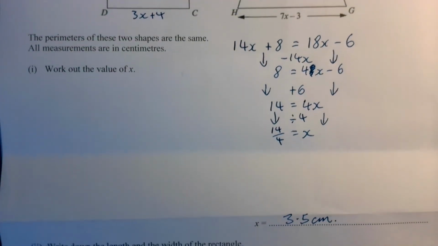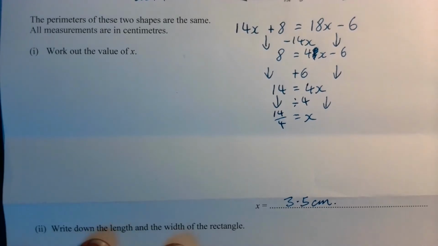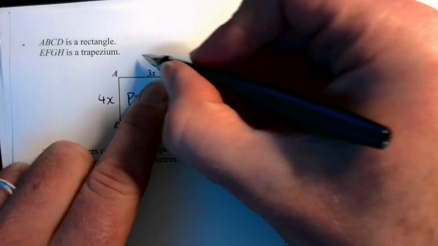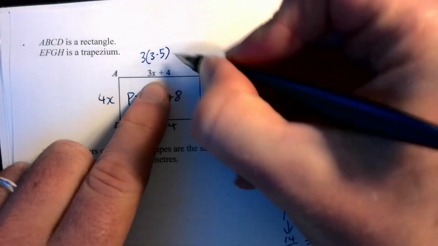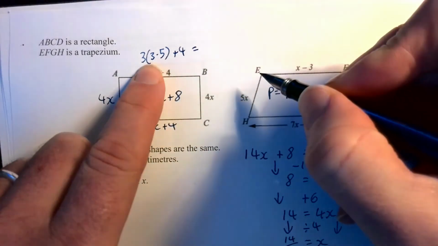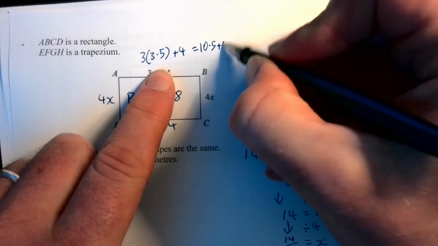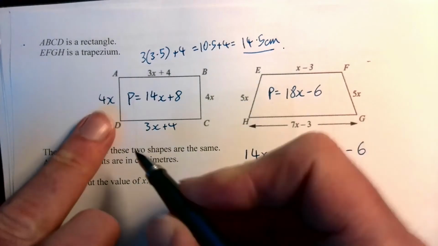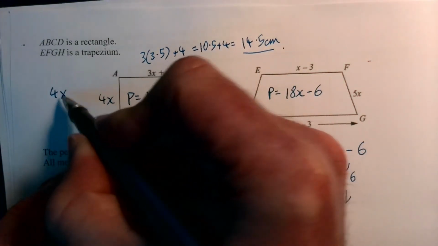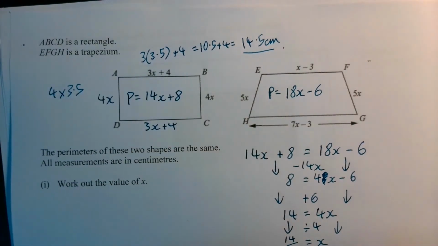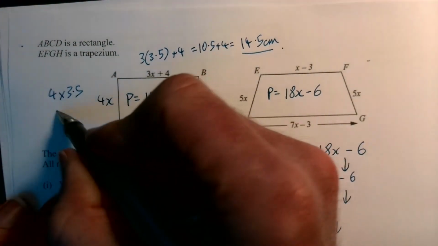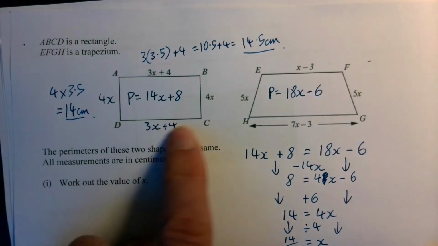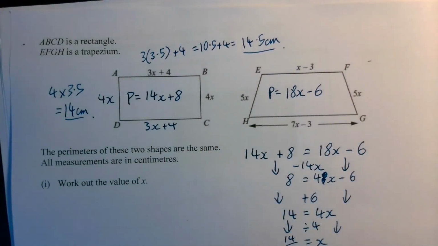Now the other thing it wanted to know was work out the length and width of the rectangle. Well, the length of the rectangle was 3x plus 4, so that'll be 3 times 3.5 plus 4, which is 10.5 plus 4, which is 14.5 centimeters. And the width is going to be 4 times 3.5, which we already know because we've just done 14 divided by 4, so that is 14 centimeters. So it's almost a square, that shape. It's nowhere near as long and stretched as they've made it look.